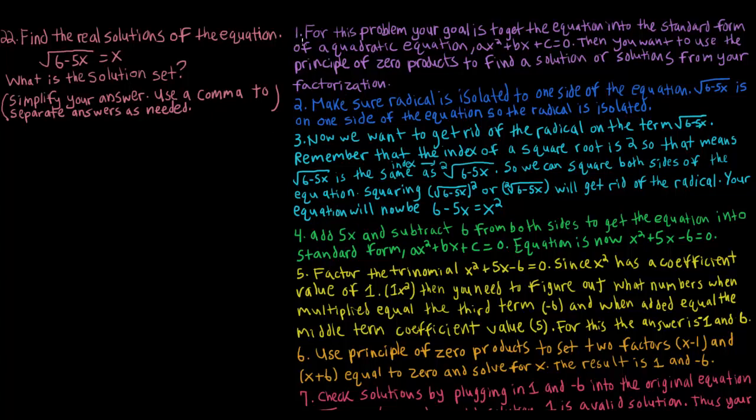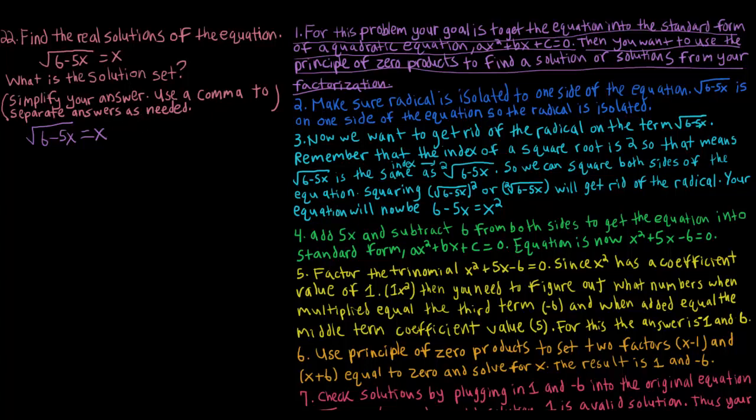Step 1. For this problem, your goal is to get the equation into the standard form of a quadratic equation, which is ax squared plus bx plus c equals 0. Then you want to use the principle of zero products to find a solution or solutions from your factorization. So that's just the goal. So let's rewrite the initial problem, which is the square root of 6 minus 5x equals x.